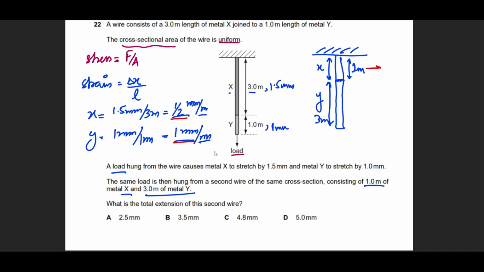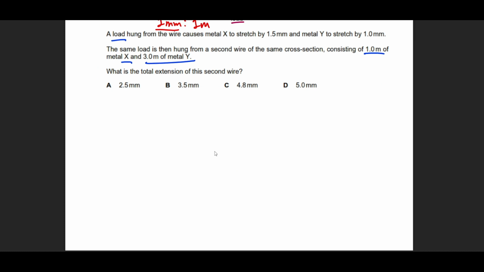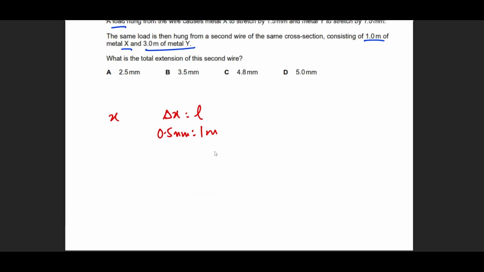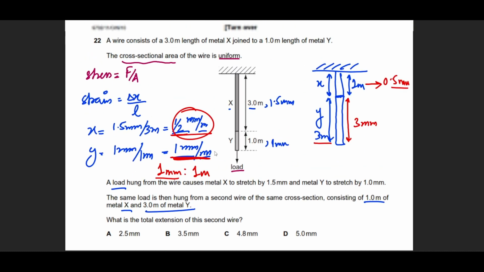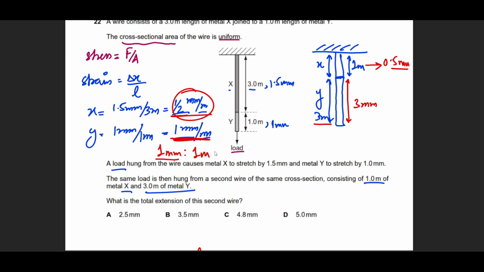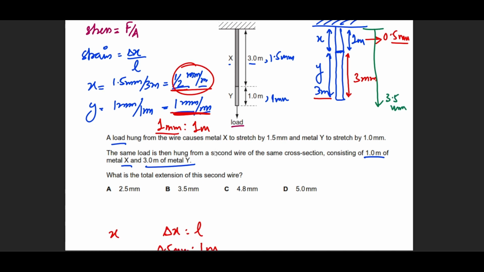So this 1 meter length will stretch by 0.5 millimeters because of this strain that remains constant. And this one will stretch by 3 millimeters, because we know that 1 millimeter will be stretched per 1 meter of length. So for a 3 meter length, it will stretch by 3 millimeters. And for x, the change in length per length is 0.5 millimeters per 1 meter. This is what this number represents. So it will stretch 0.5 if its length is 1 meter. So it is already 1 meter, it will stretch by 0.5. So the total extension from the very beginning up to this point will be 3.5 millimeters. So the correct answer is option B.